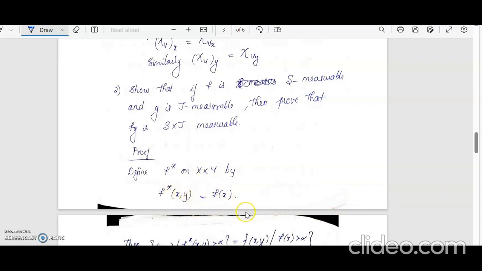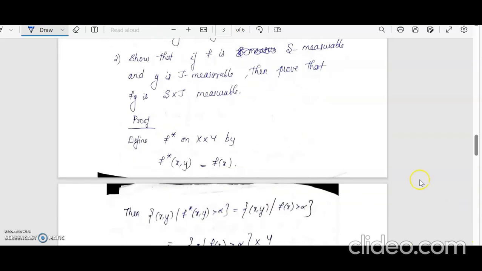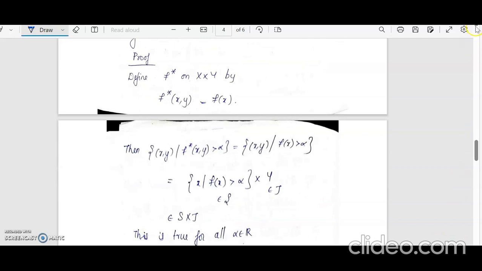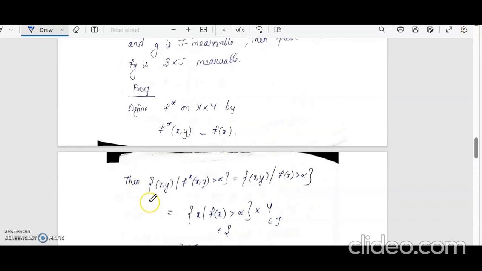We are given that f is S measurable. So we will show that this f star is S cross J measurable. For f star to be S cross J measurable, we need to show that a set of this form, the set of all (x, y) such that f star of x is greater than alpha, belongs to S cross J. So this is a condition for measurability.